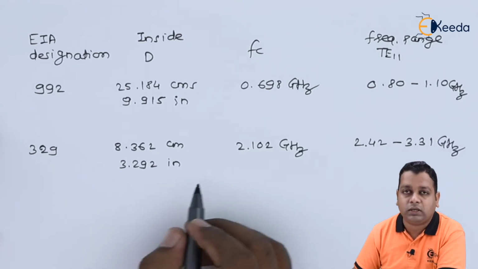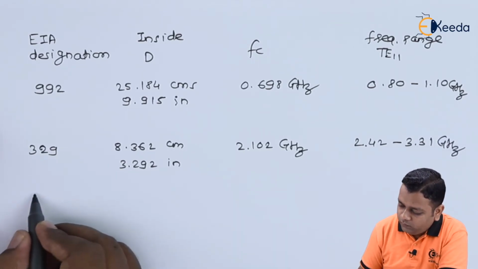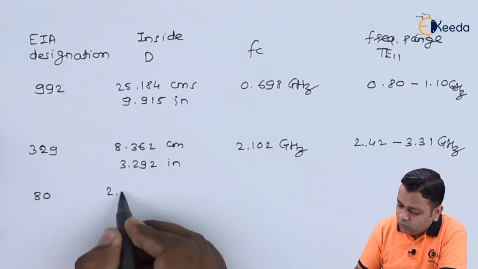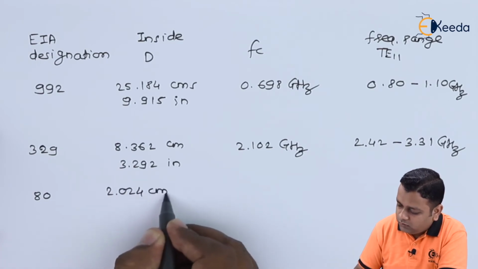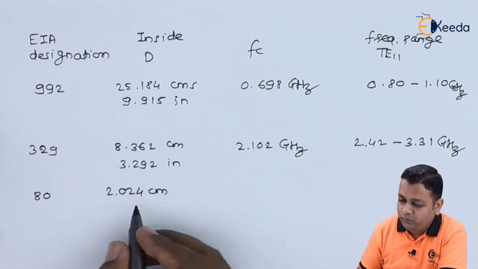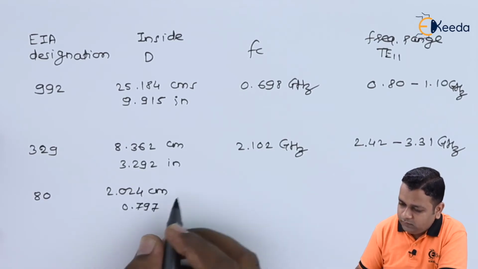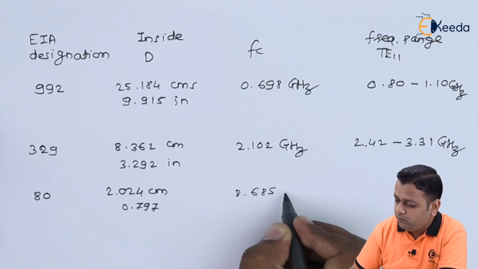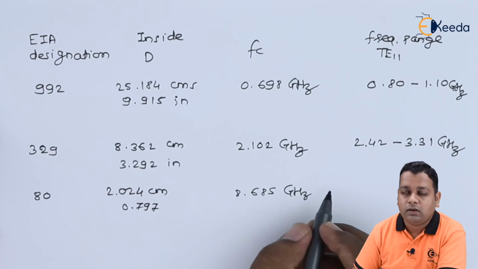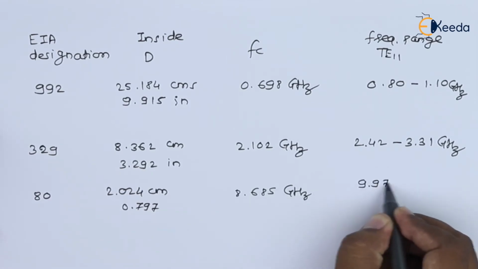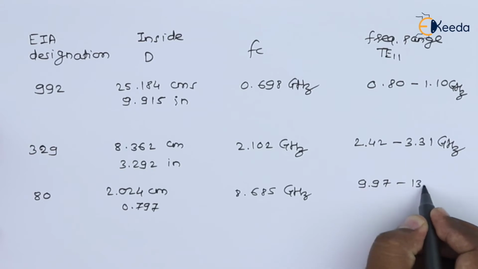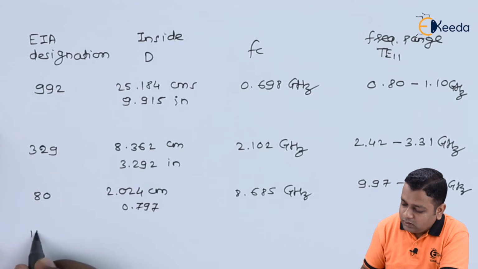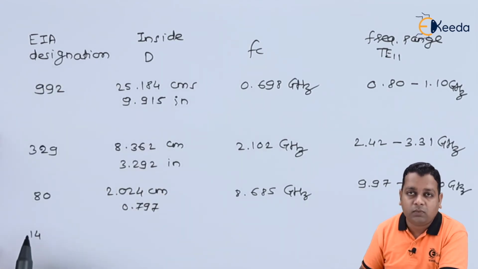Next to that, we can go for the value 80 given by EIA. So it has 2.024 in terms of centimeters, and in inches we have 0.797. So we have the cutoff frequency value 8.685 gigahertz, and the frequency range is 9.97 gigahertz up to 13.70 gigahertz here. At last, we can take the example with the EIA designation number 14.